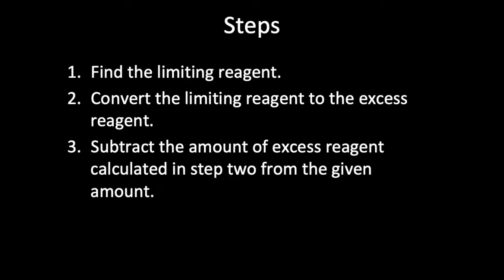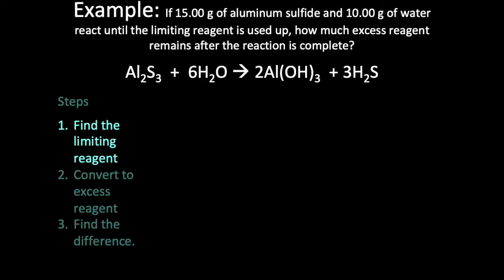Here are our steps that we're going to look at. First thing we would do is find the limiting reagent. Then we would convert the limiting reagent to the excess reagent. Finally, we would subtract the amount of excess reagent from the given amount. So there's a certain amount that we started with, but we're not going to use it all. So once we find out how much we do use, we'll subtract it. Now let's look at what that will look like in an example problem.